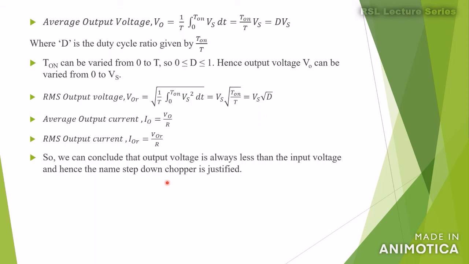Now if we consider an example where D is equal to 0.5, which lies between 0 and 1, and the supply voltage Vs is equal to 12 volts, then V0 will be equal to 0.5 into 12, that gives 6 volts. So the output voltage is lesser than the input voltage. In the case of a step down chopper, the output voltage is always lesser than the input voltage. Hence it is called a step down chopper.